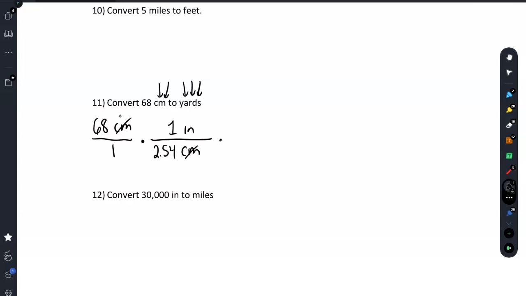I've canceled the word centimeters. Now I need to cancel the word inches. I'm going to have inches on bottom. I know that 12 inches is 1 foot. Inches is canceled. And now, without even thinking, I know that feet are on bottom.